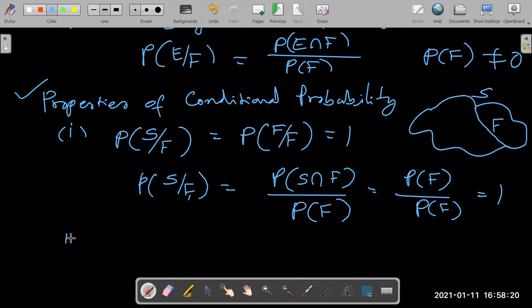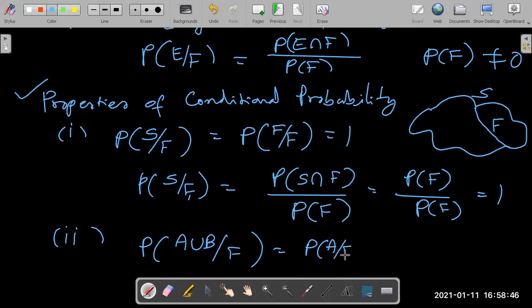The second property: if A and B are two events of a sample space S and F is an event such that probability of F is not equal to 0, then probability of A union B given F is equal to probability of A given F plus probability of B given F minus probability of A intersection B given F.